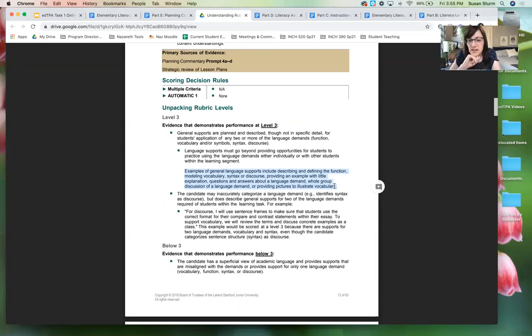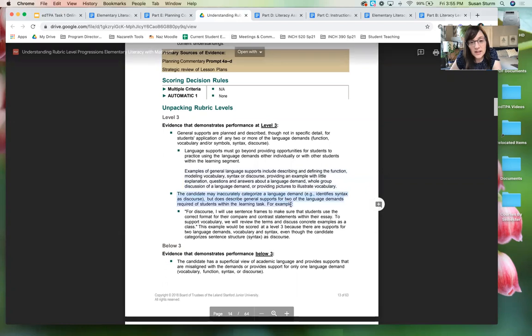providing pictures to illustrate vocabulary. We didn't actually see any of that. And I think that would be helpful. And in fact, if you remember, the anchor chart had that plant that was growing, that could have even been used here. The candidate might inaccurately miscategorize a language demand.